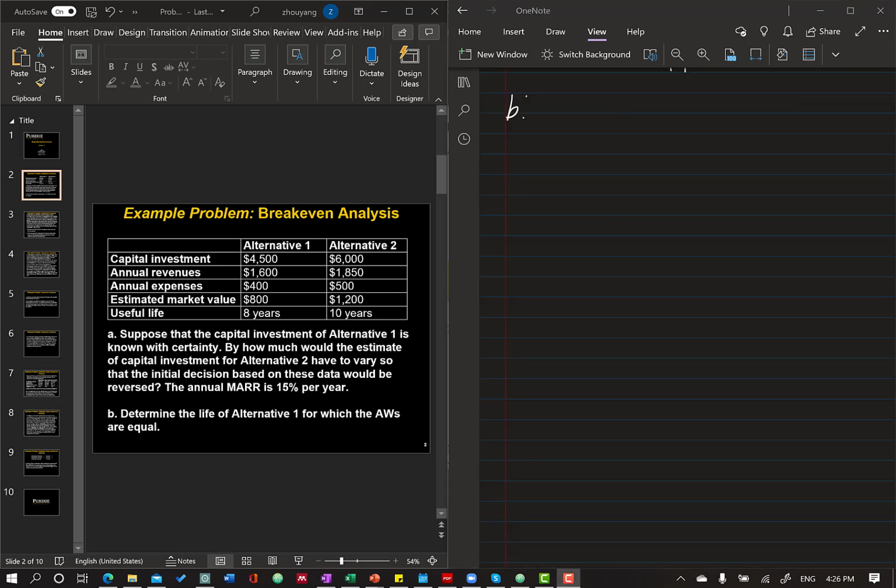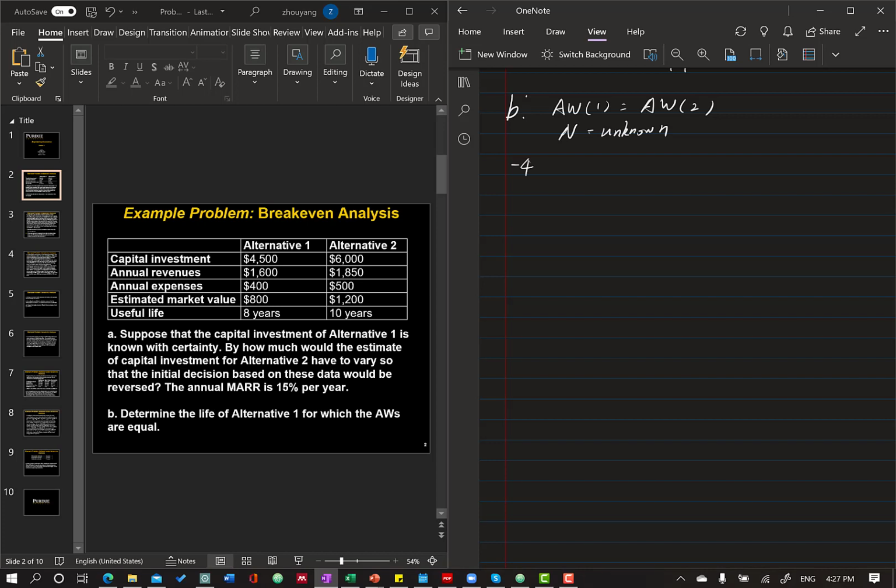Now problem B asks us to determine the lifetime of alternative 1 such that we have equal annual worth for both alternatives. So we're still setting up an equation: annual worth of 1 equals annual worth of 2. But now the number of years for alternative 1 will be the unknown. From the setup we already used in problem A, we're just going to borrow the formulation.